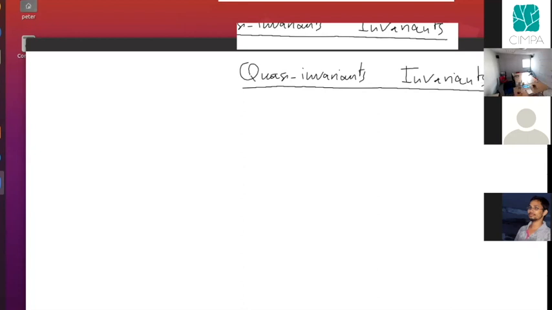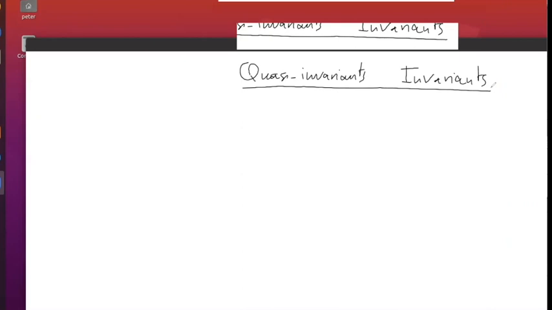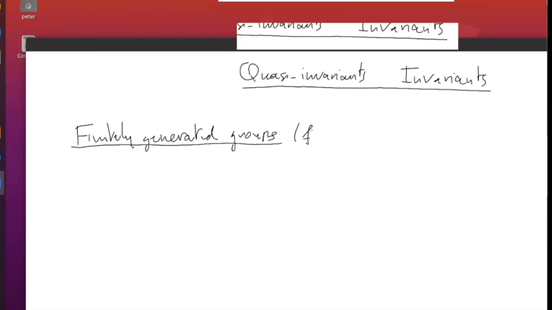So before getting into the core of the lecture, let me first introduce the objects that we will try to study. So it won't be Lie groups, it will be finitely generated groups. So what does it mean to be finitely generated? So usually I will write F, G groups, maybe like this. Okay, so I hope you can read it.